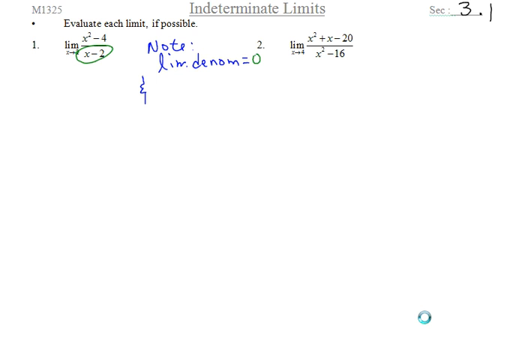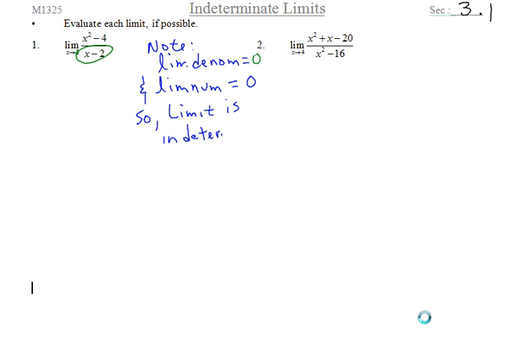Since the limit of the denominator is 0, it's possible that this limit doesn't exist. So my next check is to take the limit of the numerator. The numerator is a polynomial function. Again, we can find this limit by direct substitution, and we get that the limit of the numerator is 0. So by property 6c, our conclusion is that this limit is indeterminate.